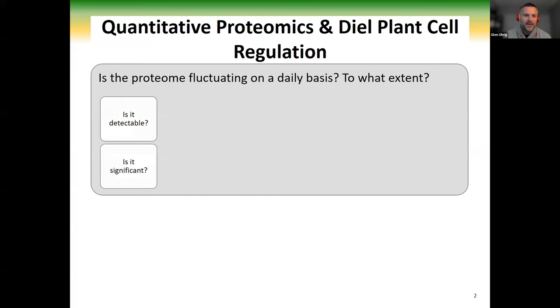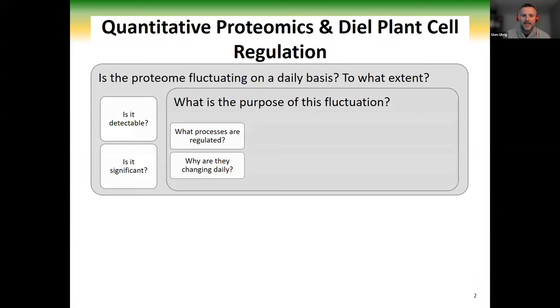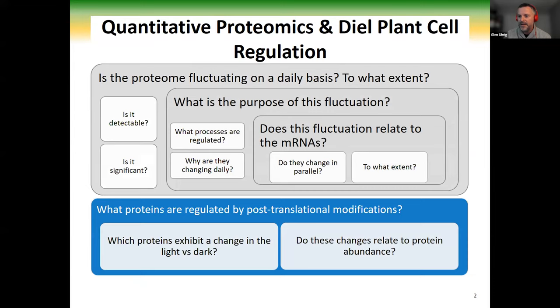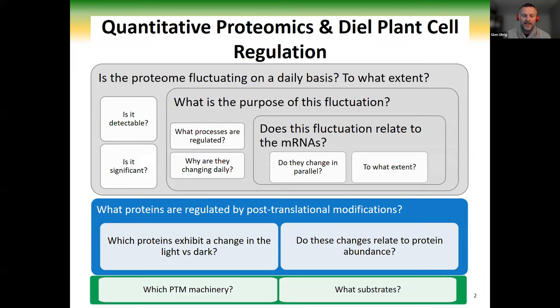My group is most interested in using quantitative proteomics and PTMomics to answer a variety of questions. Do we see changes in the proteome on a daily basis? To what extent do we see these changes? And how does this correlate with our current understanding of transcriptional changes over the course of a day? We also like to ask questions related to post-translational modifications, particularly protein phosphorylation, though other post-translational modifications are also very important. Then we want to understand what is going on with regard to the PTM machinery, and what kind of substrates that PTM machinery is regulating.